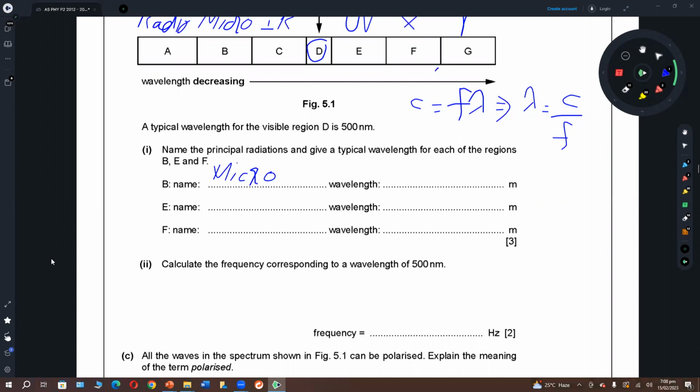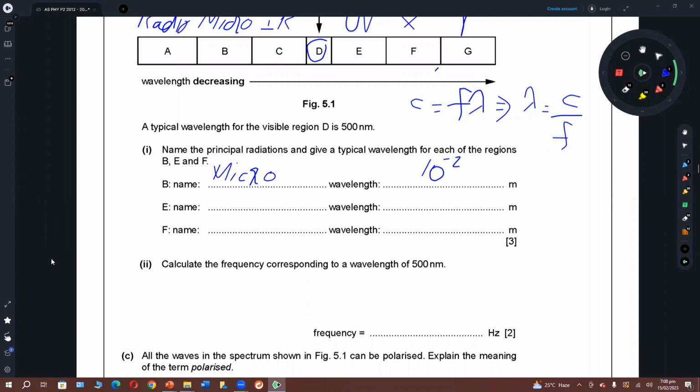Okay, any number for micro. Microwaves are bigger wavelength waves. They are the second largest wavelength. You can give, suppose, 10 power minus 2. They can go up to 10 power minus 2, 10 power minus 3.